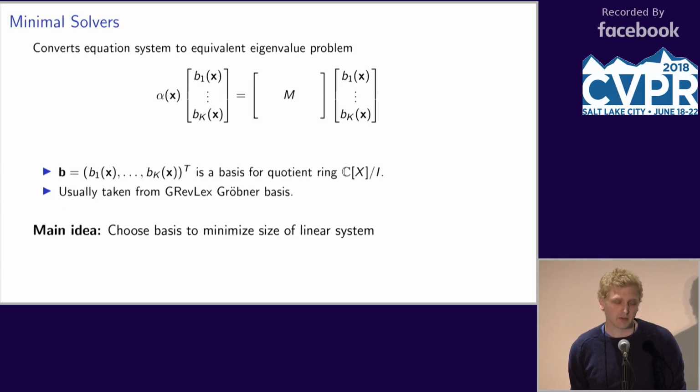So in the eigenvalue problem, the eigenvector b contains monomials which form the basis for the quotient ring. These are usually taken from a Grevlex Gröbner basis, since this has been empirically observed to give small solvers. The main idea in this paper is to instead try to choose this basis to minimize the size of the linear system, and thus also the runtime of the solver.